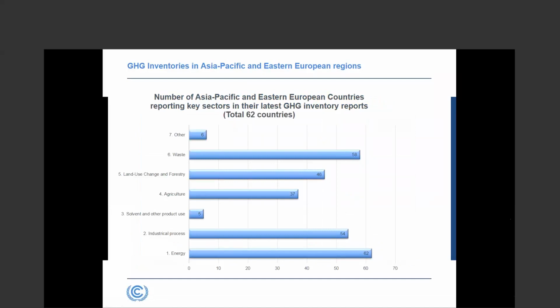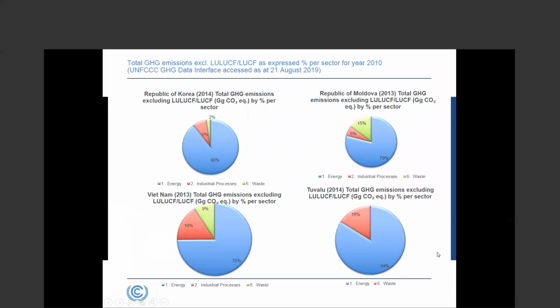And as for the sectors of GHG inventories, among the total 62 countries, all of the countries submitted the inventory including the energy sector, and most of them included the industrial processes and the waste sectors. And some of the countries have submitted land use, LULUCF, agriculture. And a few countries, only 5 of them, have covered the solvent and other product use. And many countries actually include this part in the industrial processes. Next slide, please.